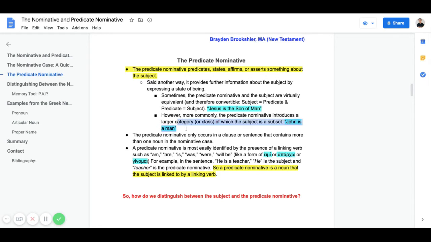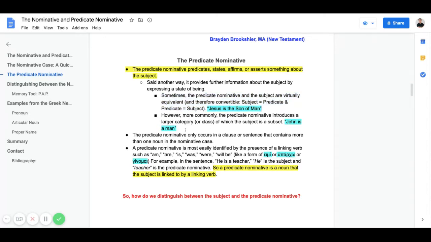Now, quick thing, going back up to this section, if the predicate nominative is providing further information about the subject, it's going to be doing one of two things typically. It will either be virtually equivalent or therefore convertible. To say it this way, the subject and the predicate nominative are equal. You can flip it one way or the other. A good example of this is when we say Jesus is the Son of Man. Because when you flip that, the Son of Man is Jesus, it makes sense. It is still true. So the subject and the predicate nominative are convertible in that case.